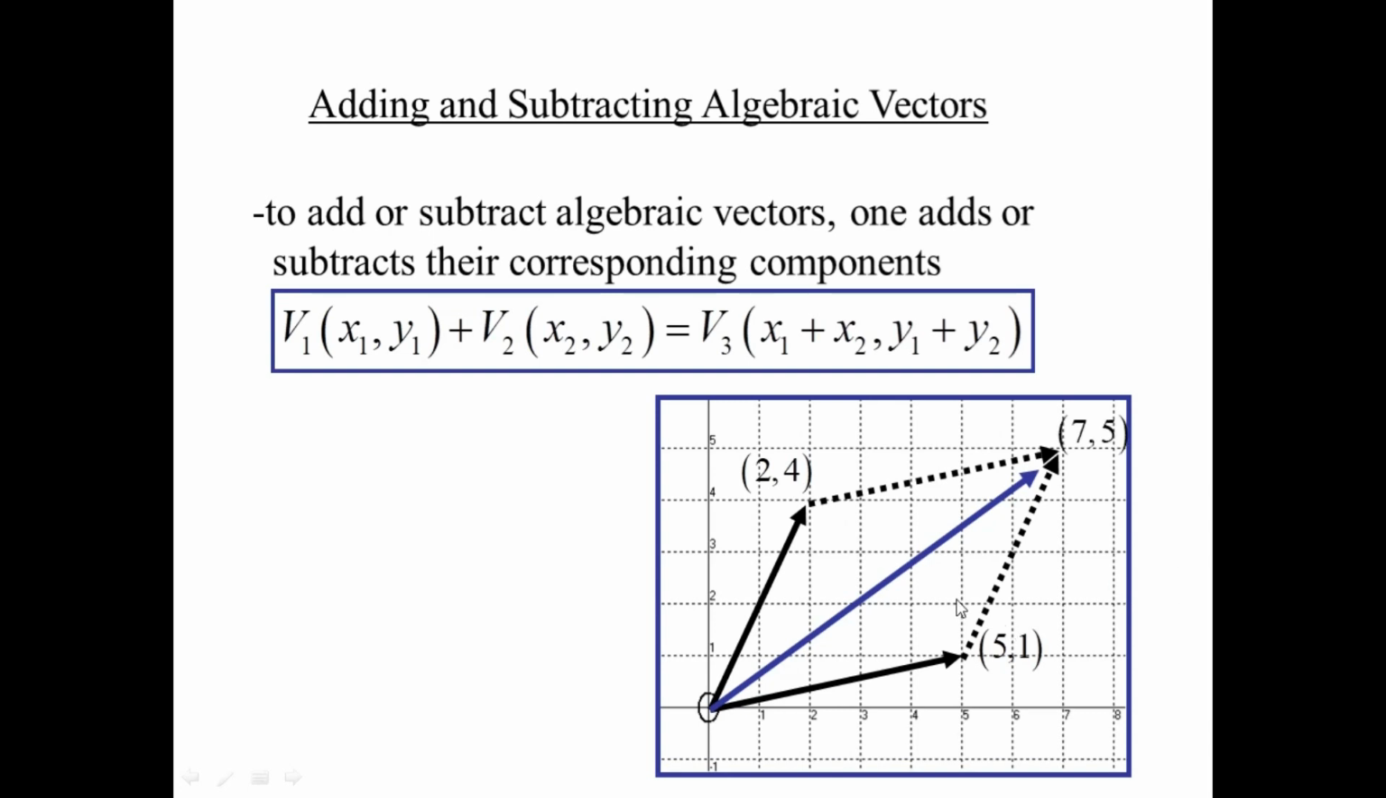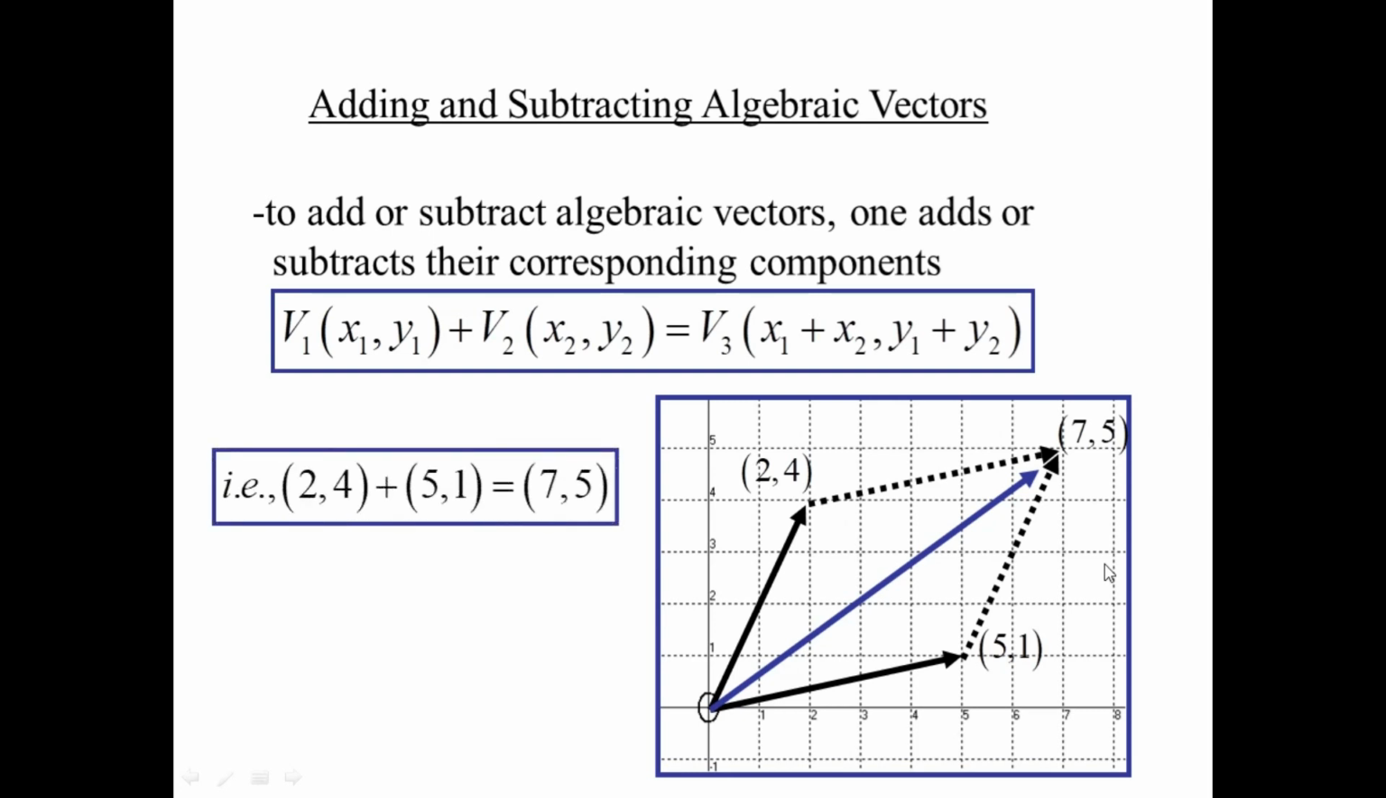And we'll notice that the sum of the vectors goes to the point 7, 5, and 2 plus 5 is 7, and 4 plus 1 is 5. What could be easier than that? We don't have to make parallelograms, we just have to add components. That's how we add vectors.